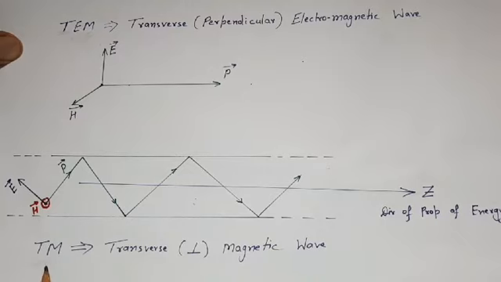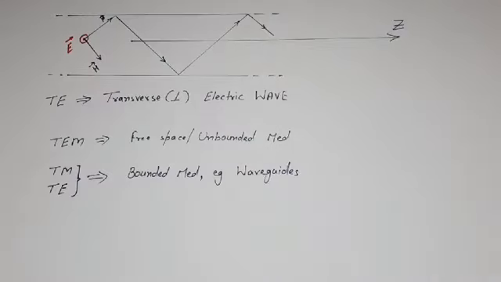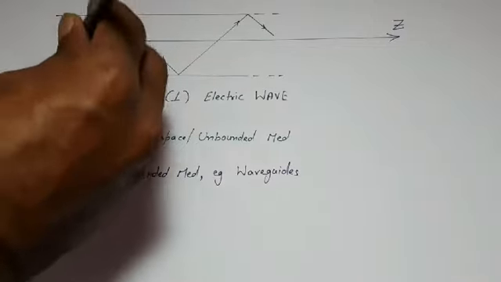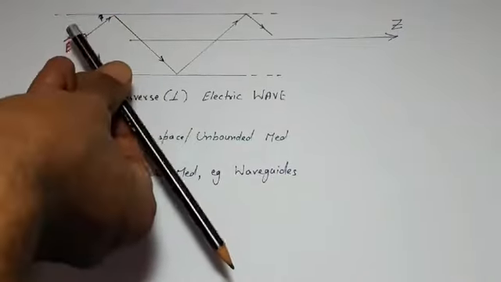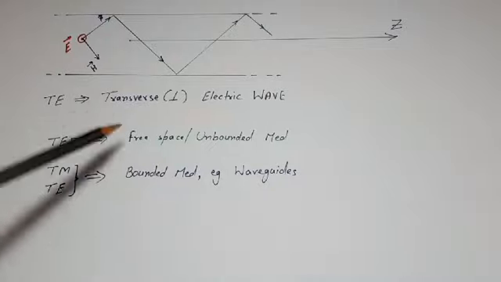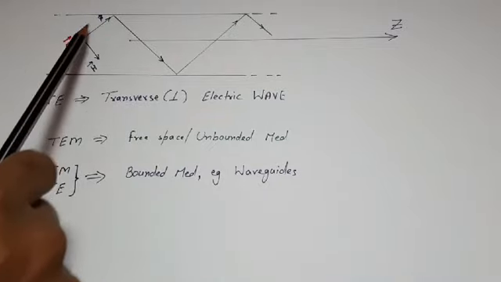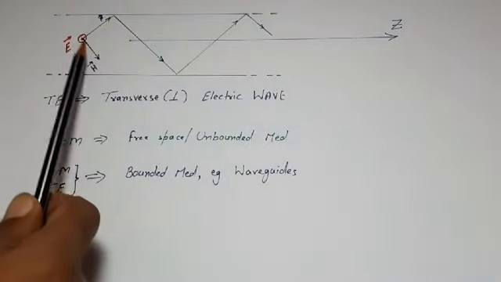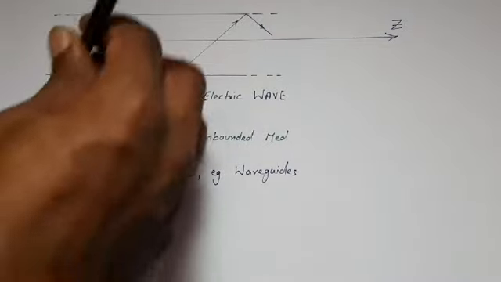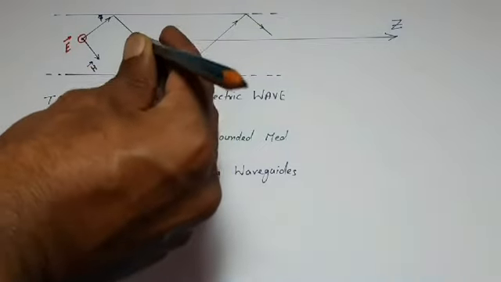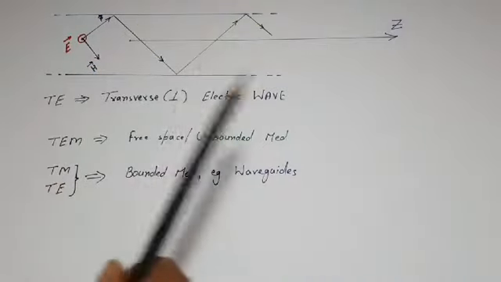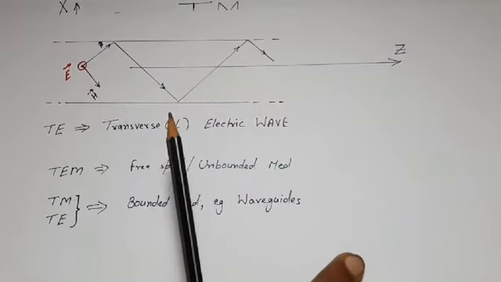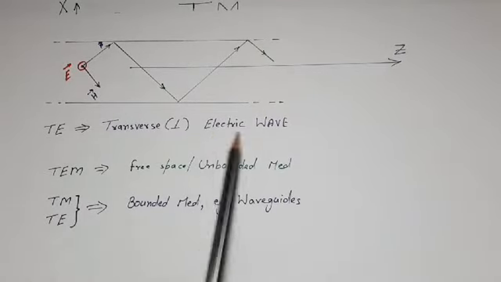Now similarly, we take another case in which suppose this is electromagnetic wave whose electric field vector is out of the paper and magnetic field vector will be in this direction, so that the wave can travel in this direction because E cross H is in the direction of propagation. Here only electric field vector is transverse to direction of energy propagation and magnetic field vector is not transverse to direction of energy propagation. Therefore, this type of propagation is known as transverse electric wave propagation, denoted by TE.